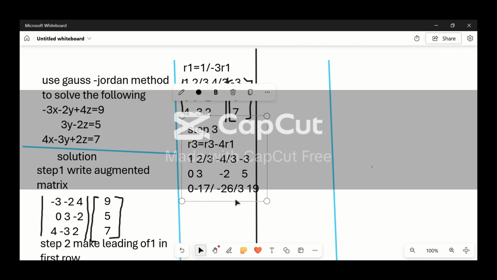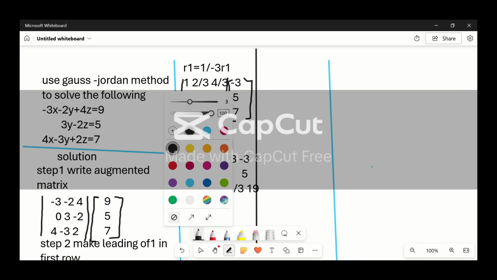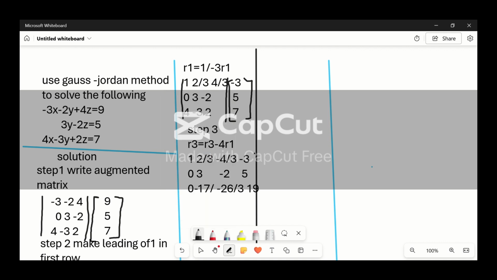So after this, you can write it in the form of a matrix, here as this one. And here we have this as a line, and also this one. That is the updated matrix. That's how it looks like.